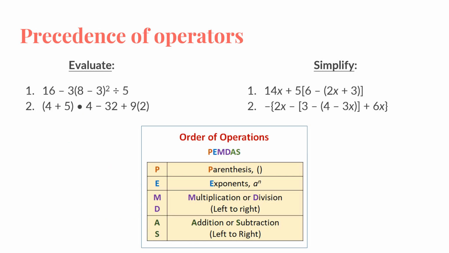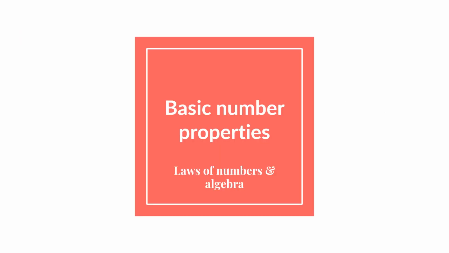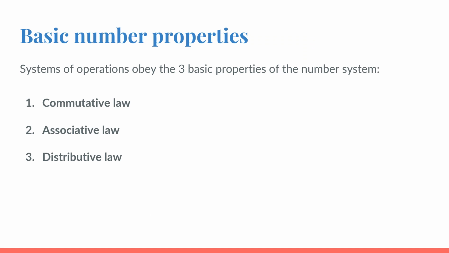A few more examples for you to try. Use the order of operations or precedence of operators and try to work this out. We'll discuss in class later. Next up, we have the basic number properties. These are the laws that govern numbers and algebra. The three basic properties of the number system include commutative law, associative law, and the distributive law.